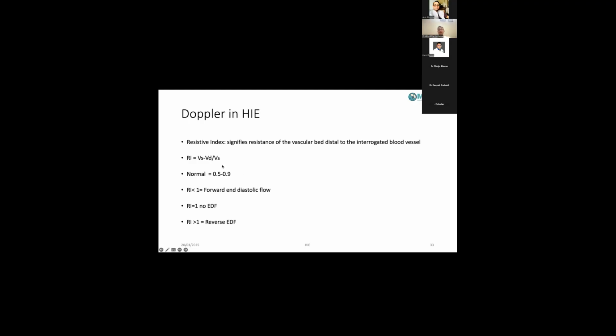So the normal number is 0.5 to 0.9. If your resistive index is less than 1, you know that there's a forward flow during the end of diastole, right? And if you have a resistive index equal to 1, then you know there is no forward flow at the end of diastole. And if it is more than 1, there's a reversal of the end diastolic flow. All right, so this is all you need to remember. The machine will do the calculation. Don't bother about the formula if you don't know how to remember. You just have to interrogate and hit the resistive index button on your ultrasound scanner, and it gives you all the numbers.